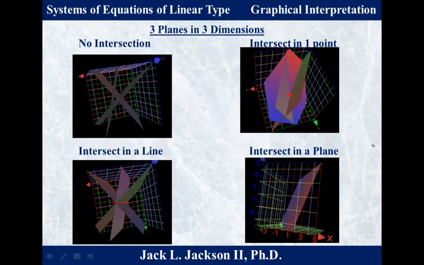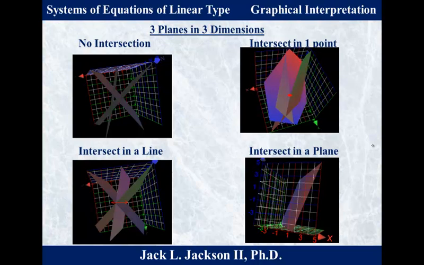So if you have three planes in three dimensions, maybe unique, maybe not unique, which of course would be a system of three equations with three unknowns, a linear type system, there are actually four different possibilities. There's no intersection. Now certainly if two of the planes are parallel, then there's not going to be an intersection. But it is possible to have no intersection even with no two of the planes parallel.